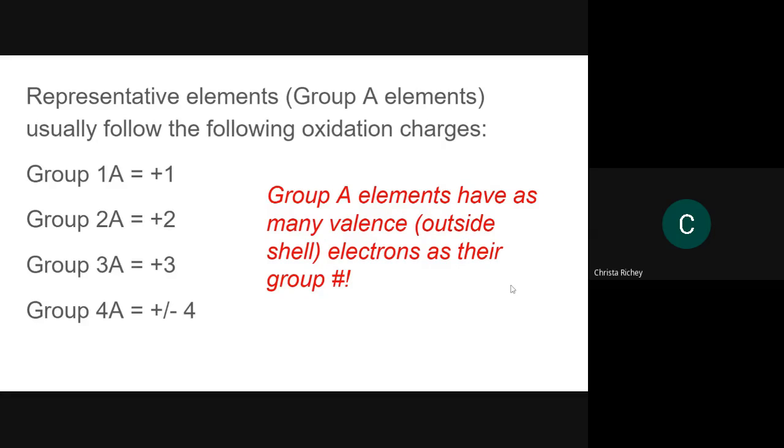But your Roman numerals are equal to how many outside electrons they have, valence electrons that they have, which is what we're going to go into depth with tomorrow, these valence electrons. That's how they talk. It's literally their language. It's like a puzzle piece. It's how many little nubbins they have sticking off on the side.